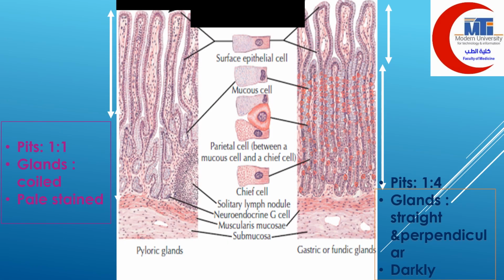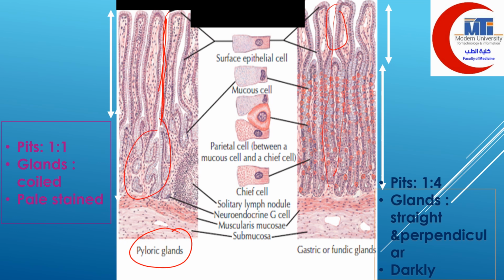You see here, this is a fundic gland and this one is pyloric gland. You see here that the fundic gland is a simple tubular gland. It is like a chain beside each other. And the gastric pit is nearly a quarter, or 1/4, of the body of the gland, and it is narrow, straight, perpendicular to the surface. While the pit of the pyloric gland is large and wide. It is pale stained. It nearly occupies half of the gland.